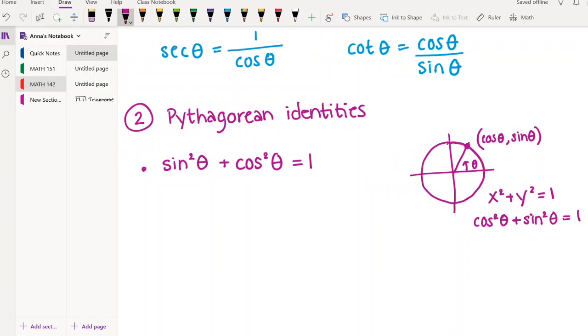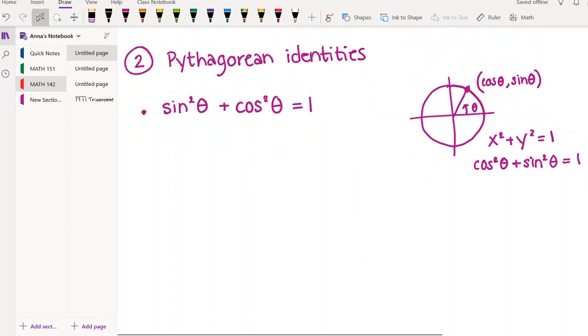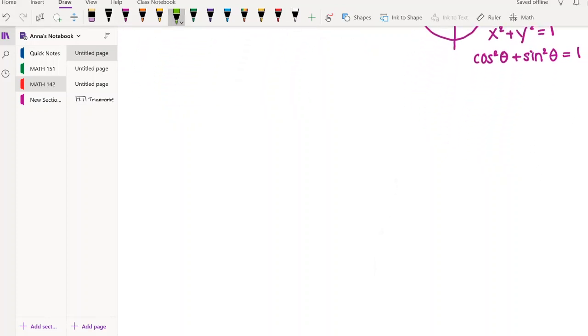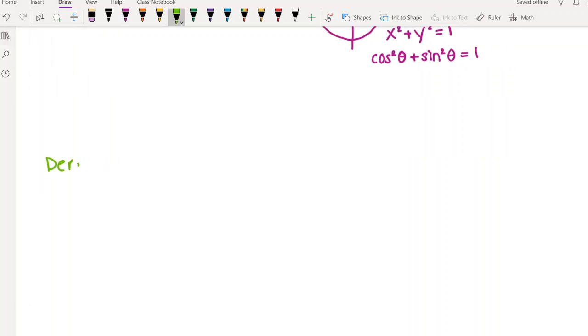Okay, so the other two you can actually get from this one just by going through and dividing everything by a different trig function. So I'm going to do that below, and then we'll come back and write them down so that they're all in the same place together. So if you wanted to, I'll say deriving. The word derive basically means that if you have one identity or one formula and you manipulate it to come up with another formula, that is called deriving a formula. So we're going to derive the other two Pythagorean identities.